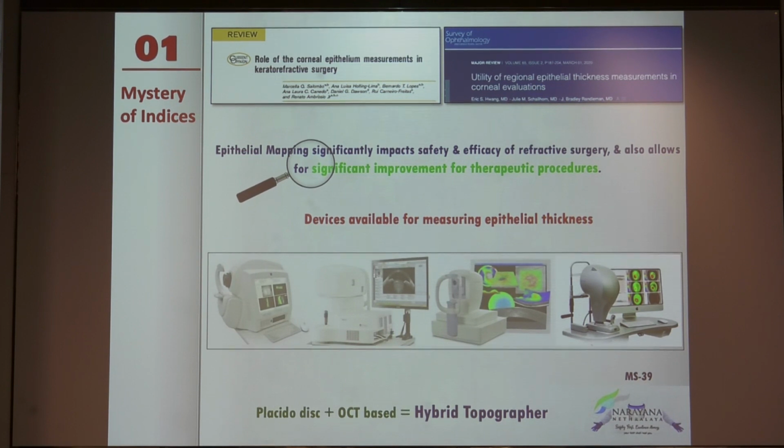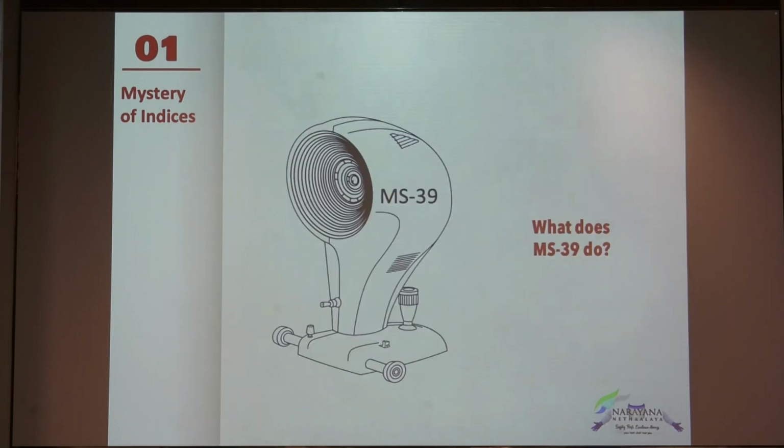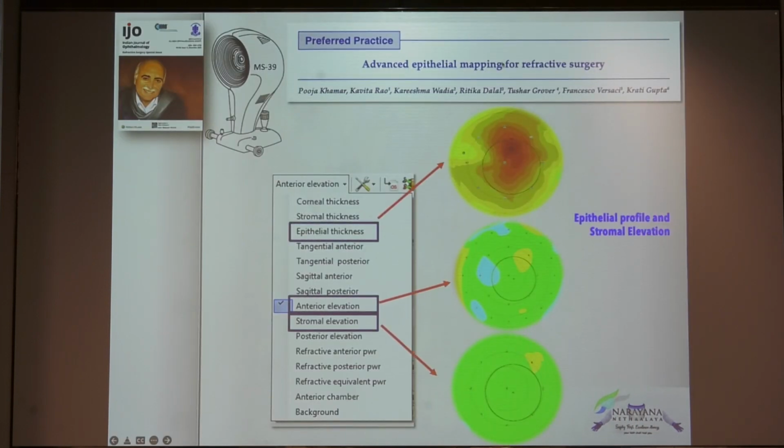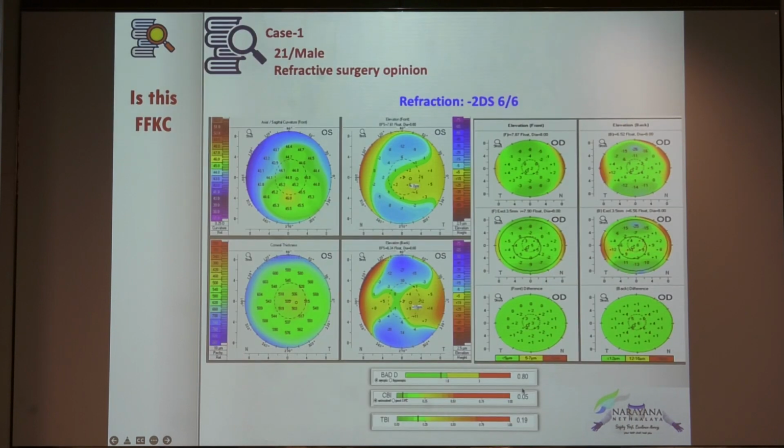We do not have any financial disclosures with the machine. It's purely based on experience. So it's a Placido plus OCT-based hybrid topographer. What does it do? MS39 actually subtracts the epithelium from the surface, and it also gives you the anterior elevation and the stromal elevation. Any topographer will give you anterior and posterior elevation, but here what you get is stromal elevation, which is the true surface of your cornea. Now let's take a few case examples.